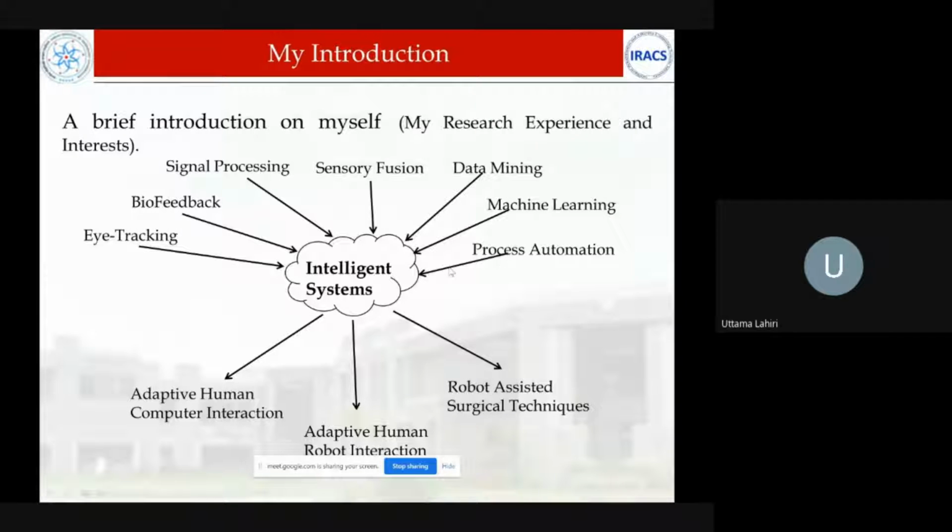I have worked quite a lot of years in industry even, so I take up process automation projects as well. And so far as academic interests are concerned, I mostly work in three broad areas. One is adaptive human-computer interaction, adaptive human-robot interaction, and robot-assisted surgical techniques. So today I'll be presenting my work in the area of adaptive human-computer interaction.